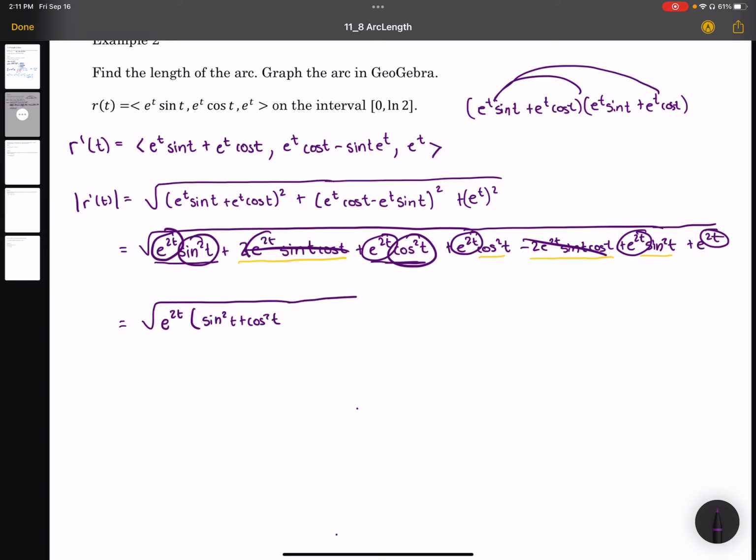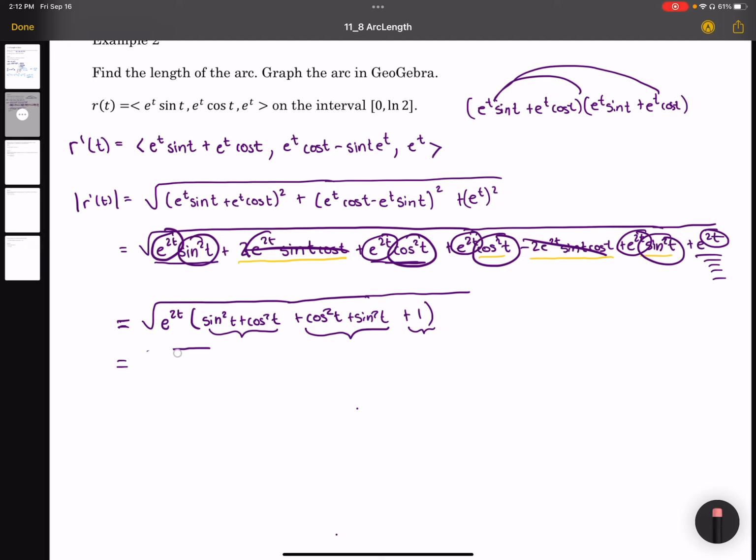But then we're going to also have plus cosine squared t plus sine squared t because of this cosine squared and this sine squared. And then if we factor out e to the 2t from that term, we're going to have plus 1 left over. So it's actually going to work out quite nicely. So we end up with the square root of, so sine squared plus cosine squared, that's 1, and that's 1. So that's really just 1 plus 1 plus 1, which is 3.